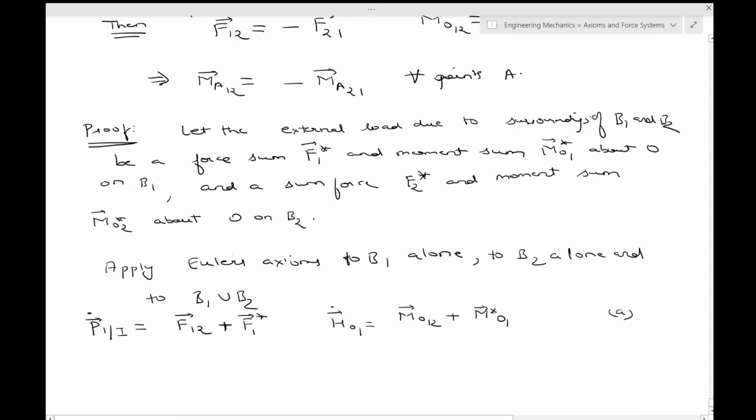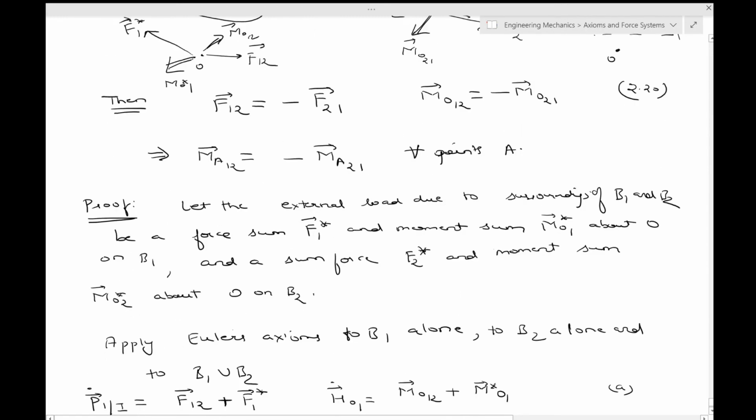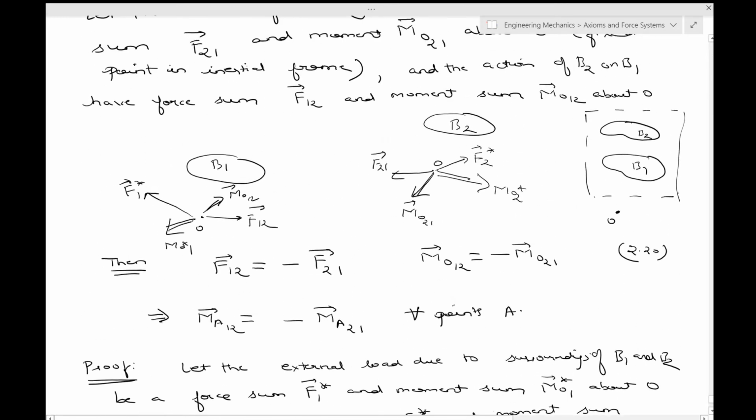Now we want to write Euler axiom on B2 alone, so that would just be the same, with the force 21 plus M2 star. Okay, this is B. Now we want to lastly apply the Euler's axiom on B1 union B2. Okay, meaning you see B1 union B2, something like this. B1 union B2, both of them together.